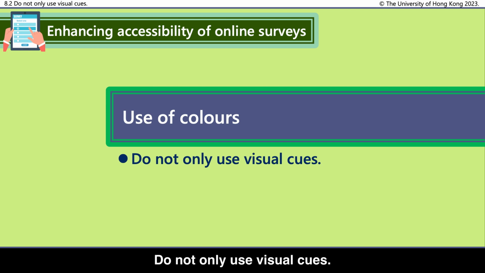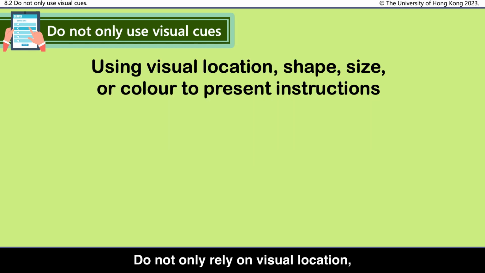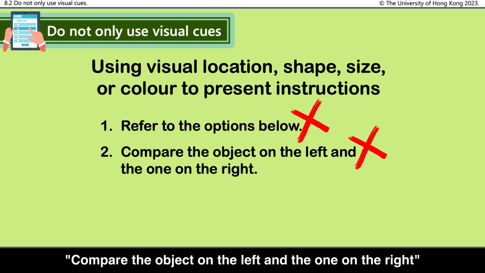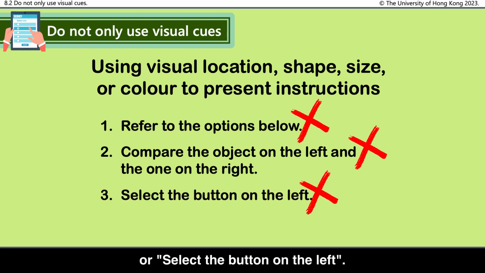Do not only use visual cues. Do not only rely on visual location, shape, size, or color to present instructions in the survey. For example, avoid using "refer to the options below," "compare the object on the left and the one on the right," or "select the button on the left." It would create barriers to some respondents, such as people with visual impairment, people with color blindness, and screen reader users.